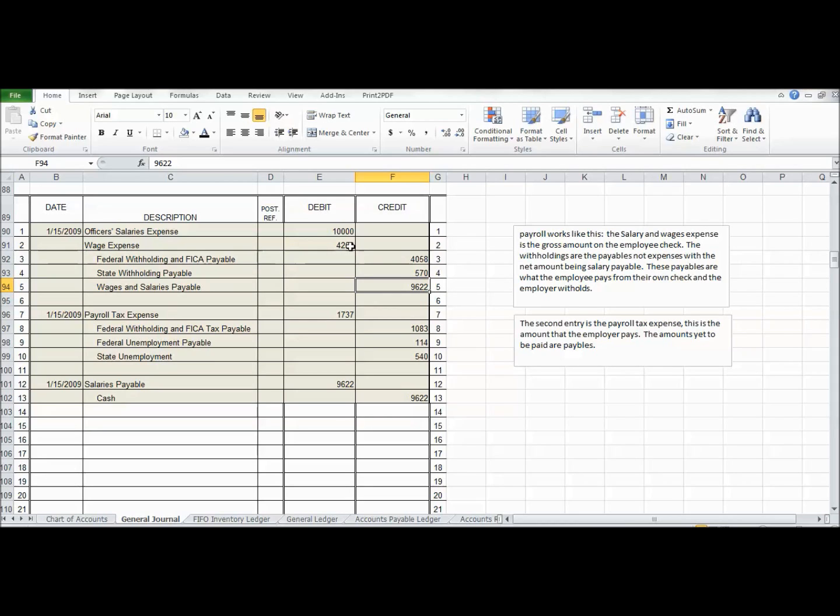Think of it like this. This is the gross amount on the employees' checks added up. This is going to be the net amount after you take out the withholdings.